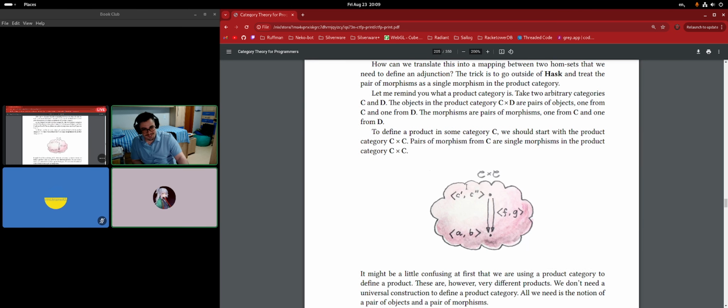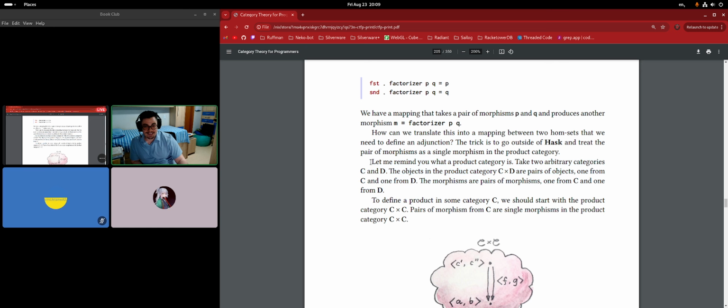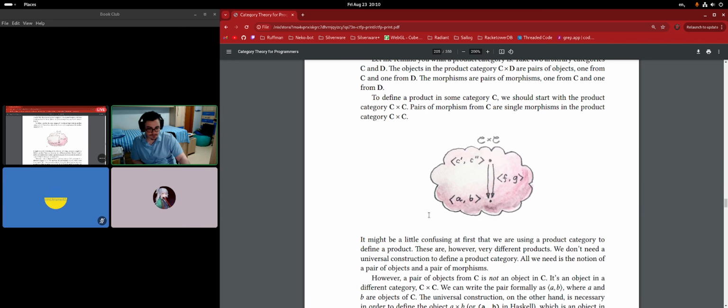To define a product, this type of stuff is very intuitive, even if you read nothing from the book, you just read chapter 1. This paragraph in chapter 18 is still very fine. To define a product in some category C, we should start with the product category C with C. Pairs of morphisms from C are single morphisms in the product category. That makes sense given the definition.